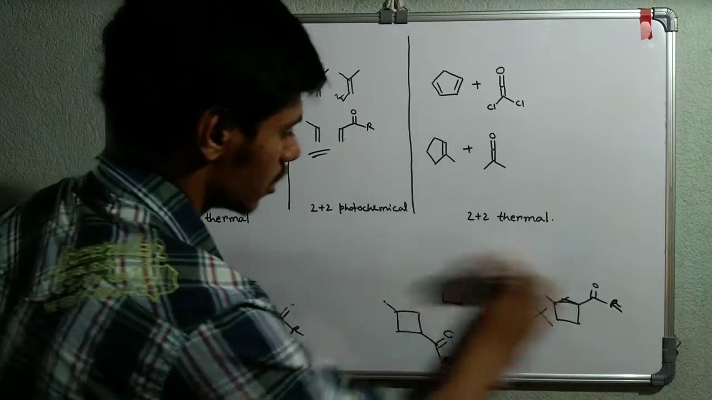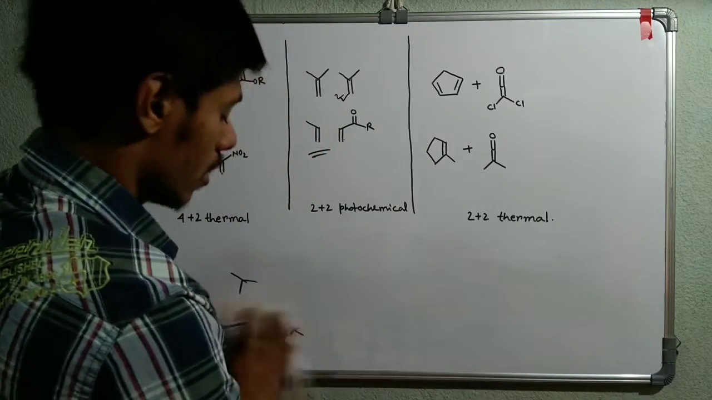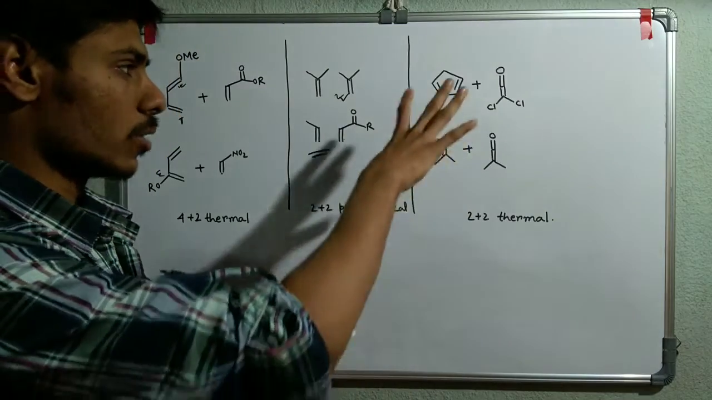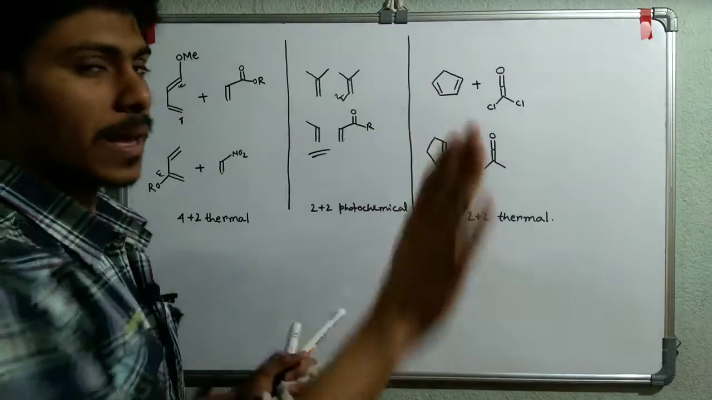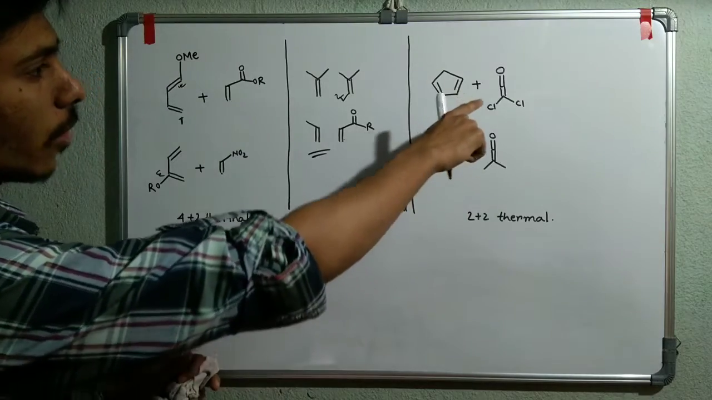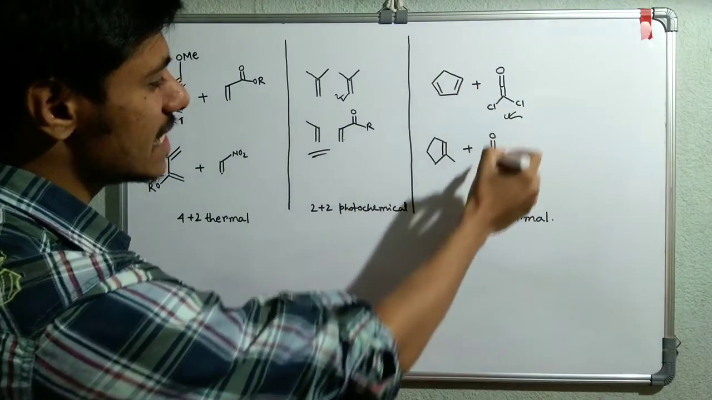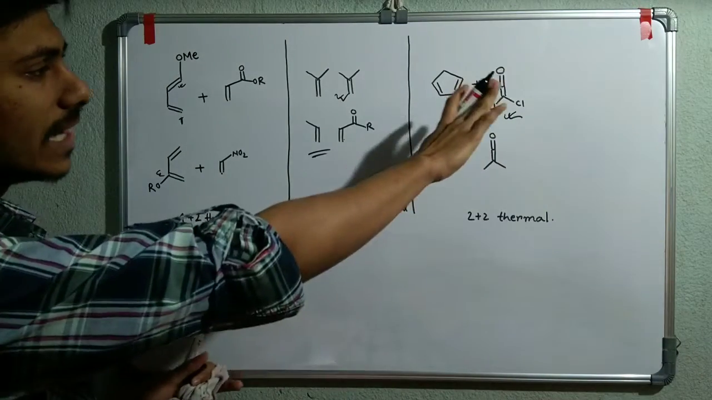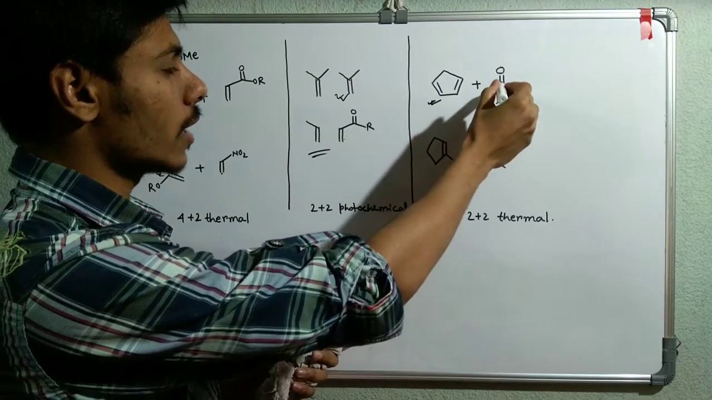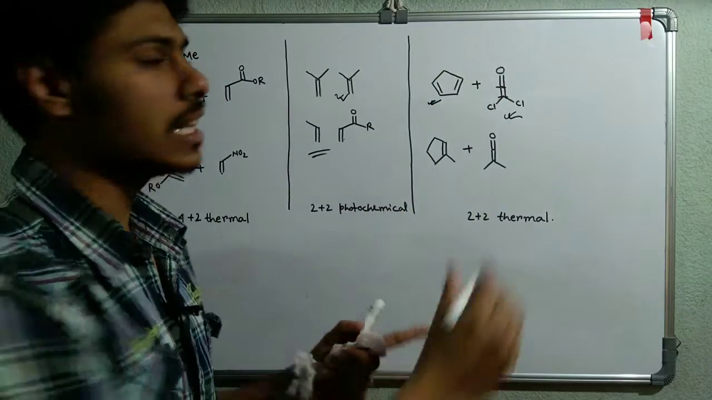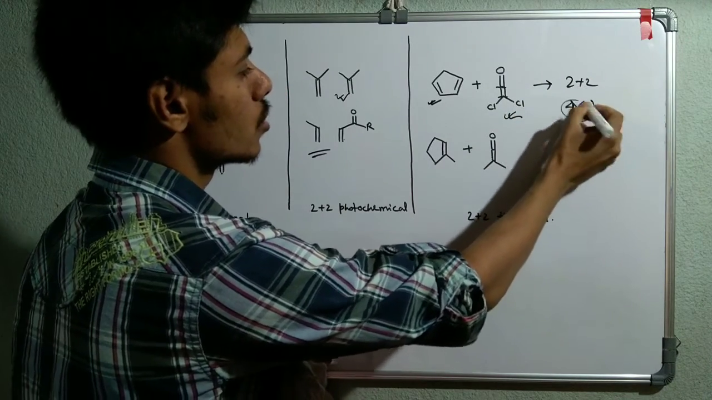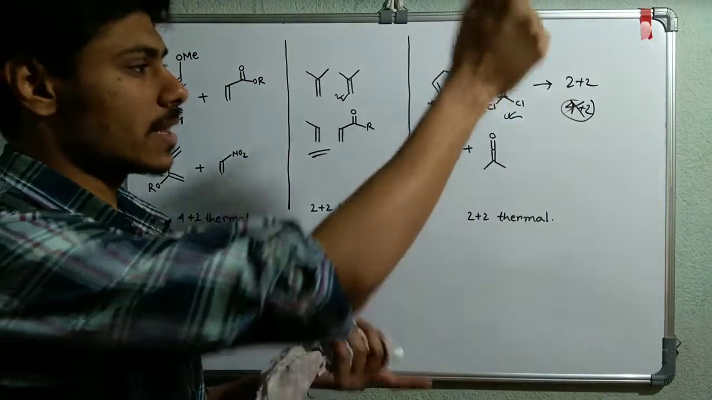Now the last topic, the 2+2 thermal cycloaddition reaction. This is the most vital topic and people just don't understand this very clearly, so pay full attention to this. Now in this case you can see, first of all this reaction only happens with this ketene and not with simple alkene. So only ketene can do 2+2 cycloaddition reaction. Here you can see it is a diene and you can also consider it as a dienophile, but still it gives the 2+2 cycloaddition reaction and not 4+2. So this proves that 2+2 is faster than 4+2.